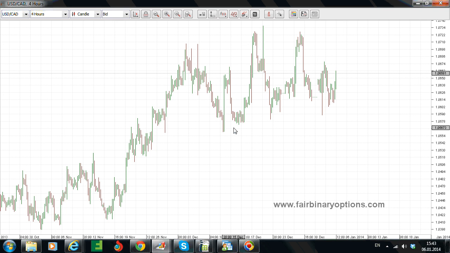Hello guys, this is fairbinaryoptions.com and we are looking at the US dollar, Canadian dollar. Now this is a 4-hour chart, as you can see, and what you are seeing in front of your eyes on this structure here is a beautiful contracting triangle.